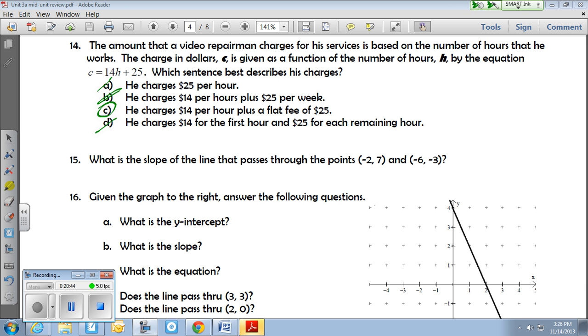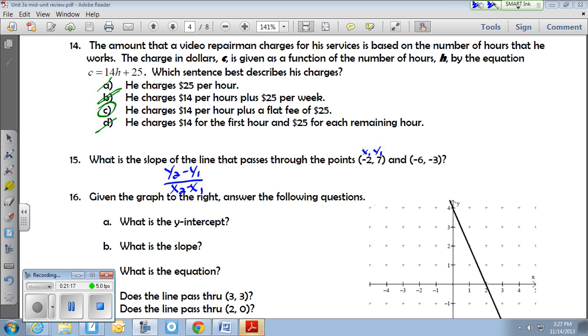Number 15, what is the slope of the line that passes through the points -2, 7, and -6, -3? This is the straight up slope formula that's in your flip book, y2 minus y1 over x2 minus x1. It's the change in the y's over the change in the x's. Just make sure you're consistent. You may start with either point, but make sure you're consistent with the numerator and the denominator, with your y's and your x's. So I always make this first one x1, y1, just to be consistent.